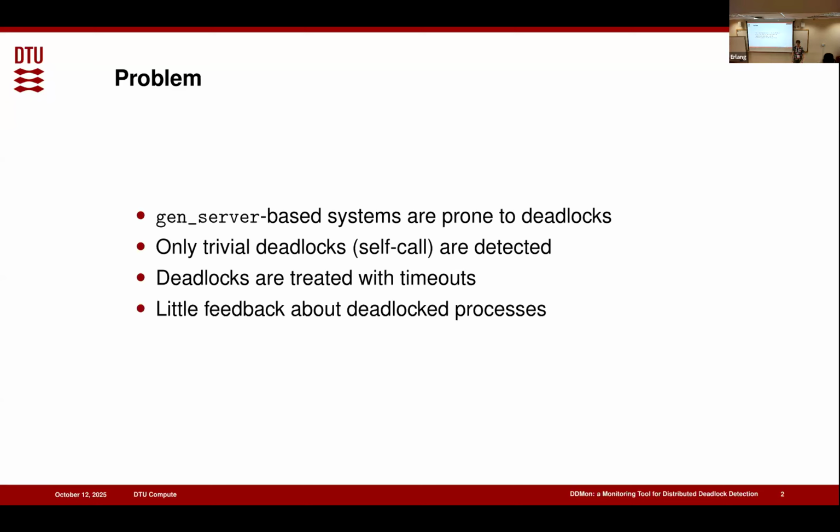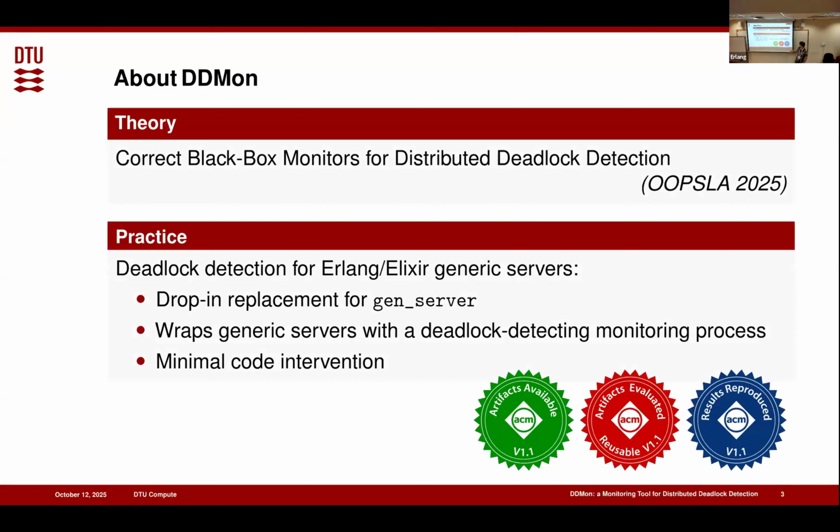So it's hard to distinguish low performance from a deadlock, and also it's hard to get any decent feedback on what processes have been deadlocked. So for this, we introduced DDMon, which is the implementation and artifact to our other talk we do at OOPSLA, correct black box monitors for distributed deadlock detection. That's the theory. So if you want, we have formalized everything I'm going to say here, and in this talk, I'm going to just describe the implementation.